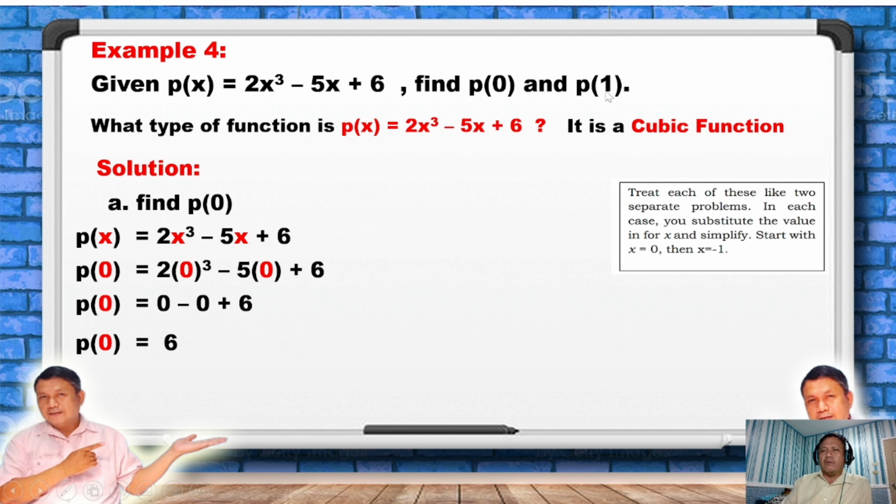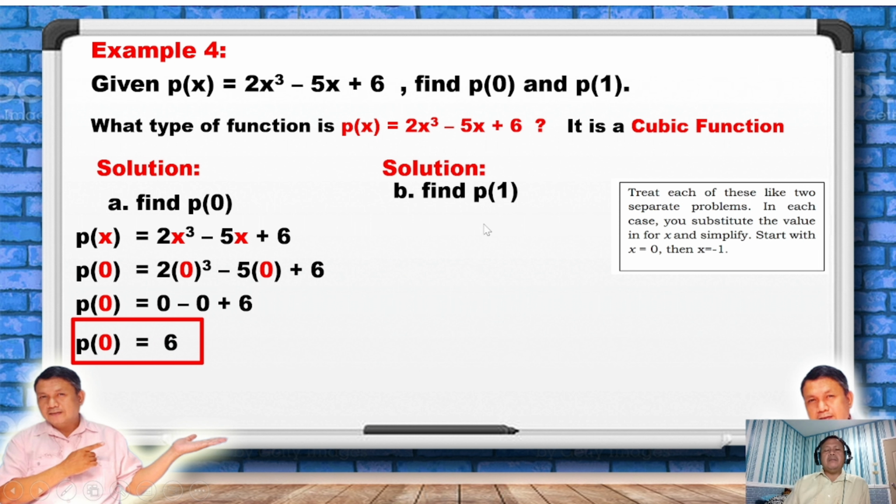Ay, meron pang pangalawa. Okay, if p is equal to 1. Pasensya na po, nagkamali po ako dito, negative 1, pero ang gagamitin po natin ay positive 1. So, letter B, find P of 1. Same procedure with the first one. Ang gagawin natin, we will replace x by 1.